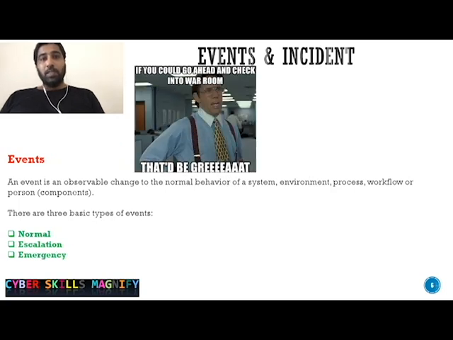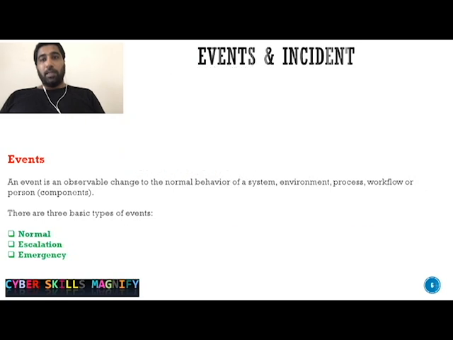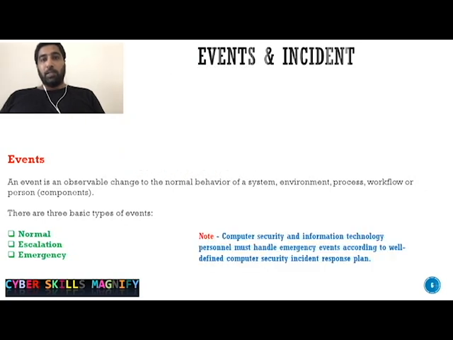Emergency. An emergency is an event which may impact the health or safety of human beings, breach primary controls of critical systems, materially affect component performance or, because of impact to the component systems, prevent activities which protect or may affect the health or safety of individuals. An event can also be deemed an emergency as a matter of policy or by declaration by the available incident coordinator. Note, computer security and information technology personnel must handle emergency events according to a well-defined computer security incident response plan, which means that your documentation should be thorough with your incident response plan.